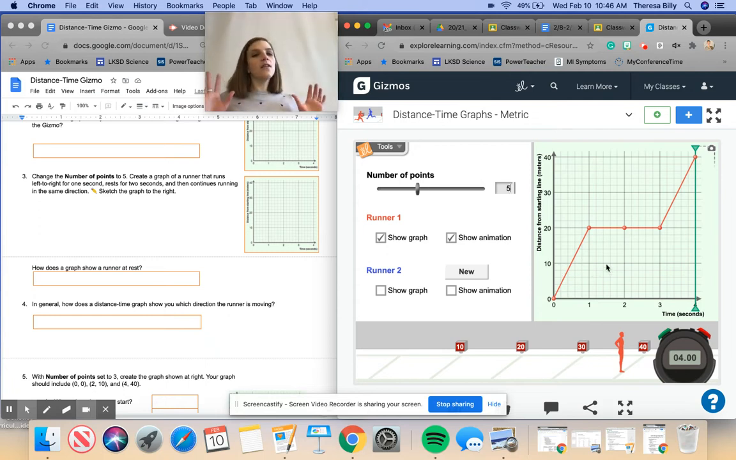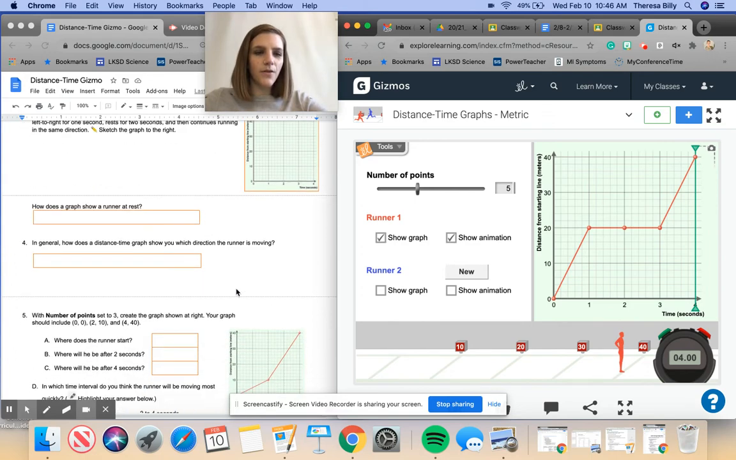So let's just double check it. Let's see if the graph matches what actually happens in the story. I'm going to press the green start stop button. 1, 2, and then they keep running forward. Perfect. So it matches the story. If yours doesn't, you need to go and check yourself. Okay. All right. So that kind of helps you out with question number 3.